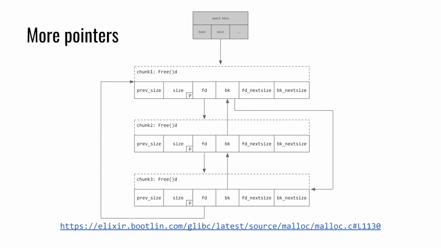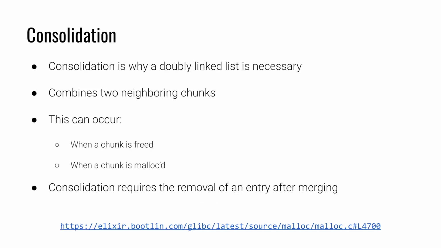So why use a doubly linked list instead of a singly linked list like what we've seen with TCACHE? Well, the answer is a doubly linked list allows for a lot more efficient removal of items because we don't have to traverse the entire list to update it. And the reason that we're going to be updating or removing items from these lists on a more frequent basis than we do with TCACHE is because of something that's known as consolidation.